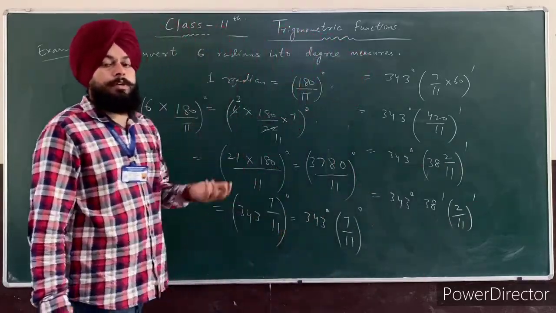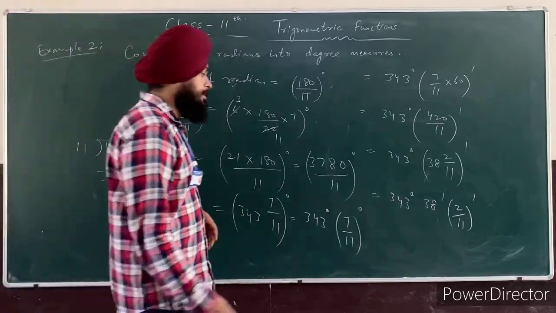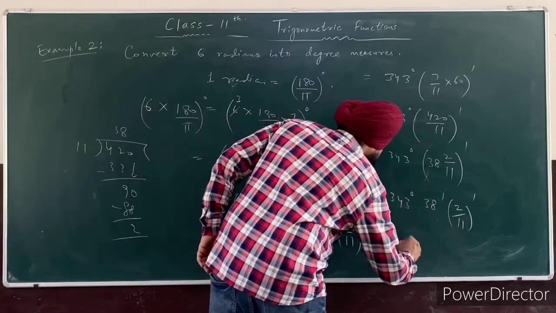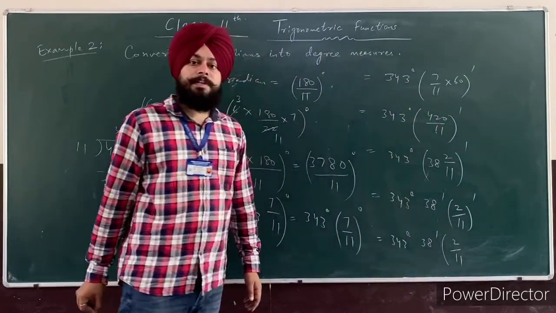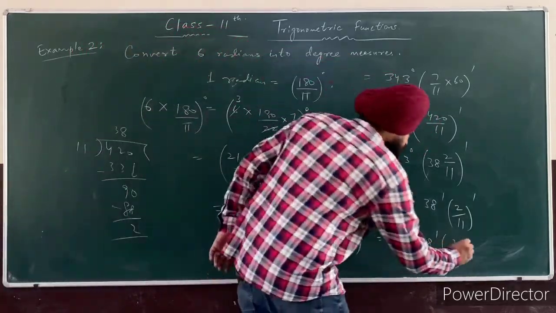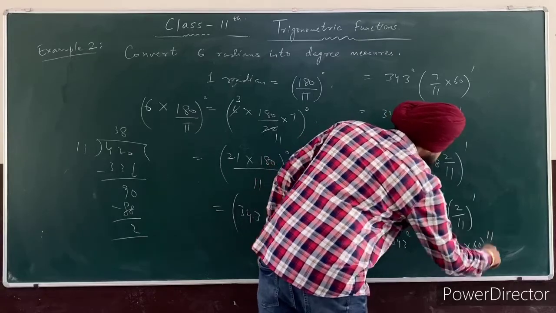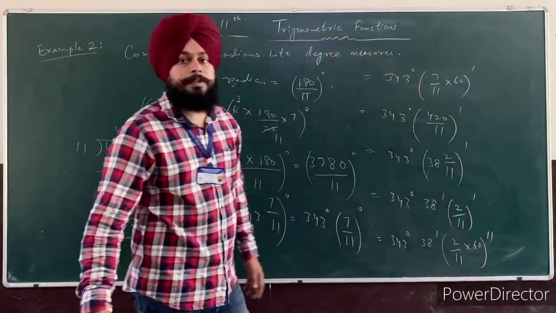Now again you have to convert minutes into seconds. In 1 minute there are how many seconds? 60 seconds. So multiply by 60. This double dash is the symbol of seconds.